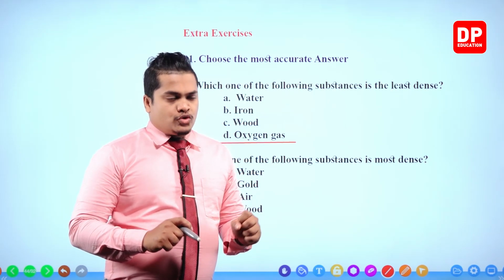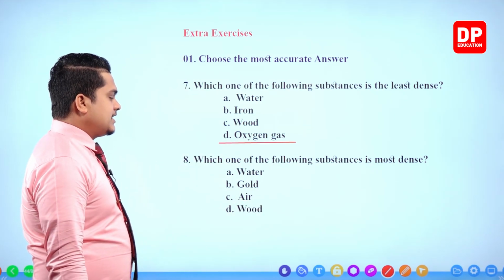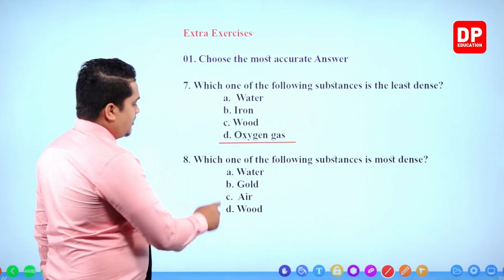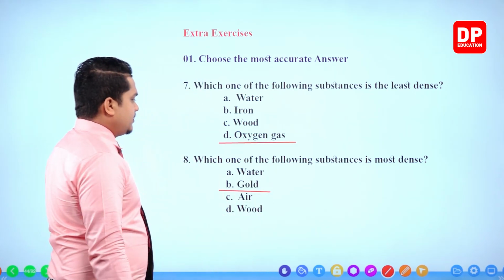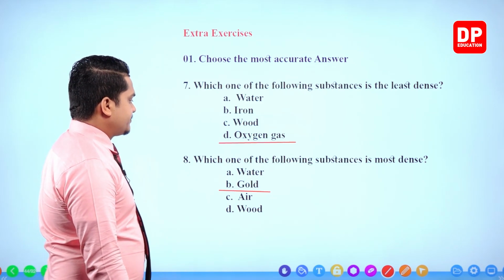Okay. So here the question is asking which one of the following substances is most dense. So the most dense one would be gold, right? Most dense one would be the gold.